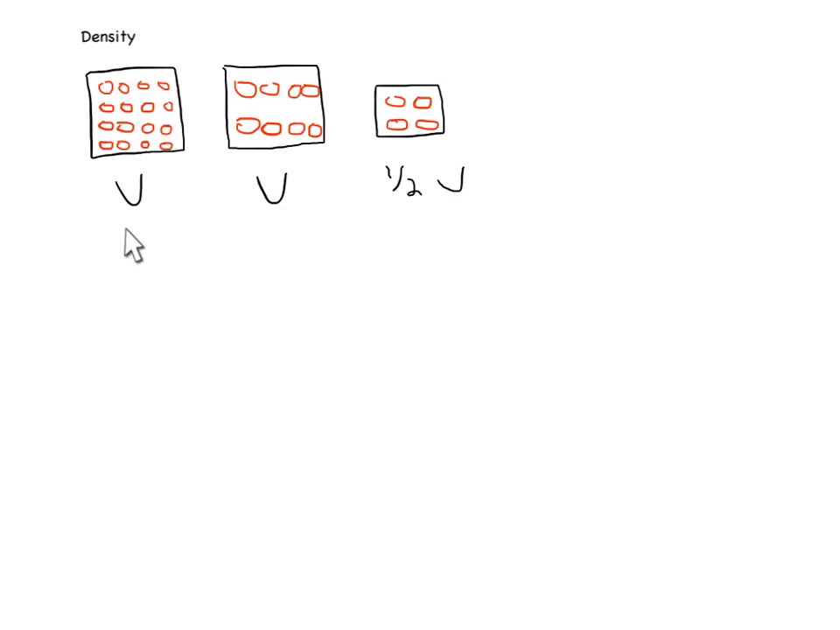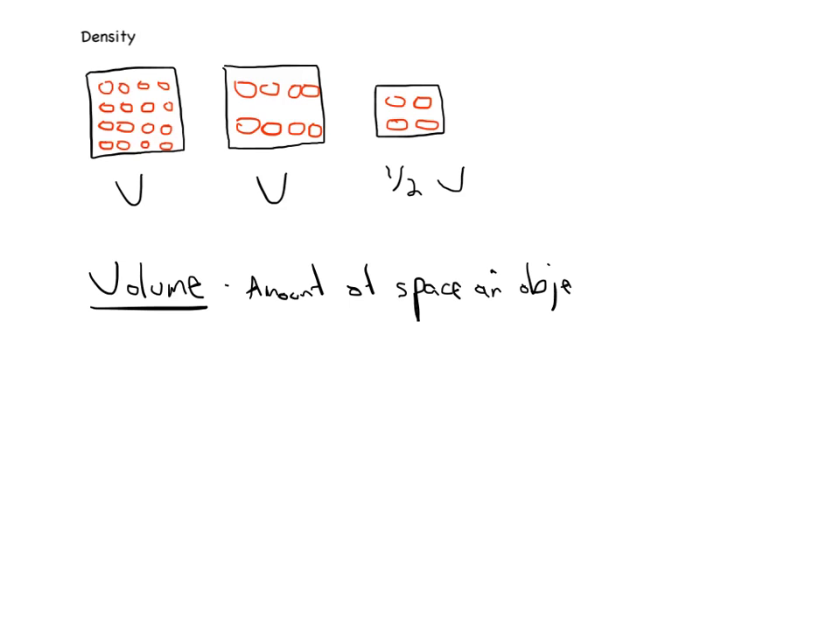I want to start here. I want to look at these three boxes that we have. So to understand density is to understand two properties of matter. The first one is abbreviated with a V, and it is volume. And it's the amount of space an object takes up. So we say amount of space an object takes up. So the bigger something is, the greater its volume.